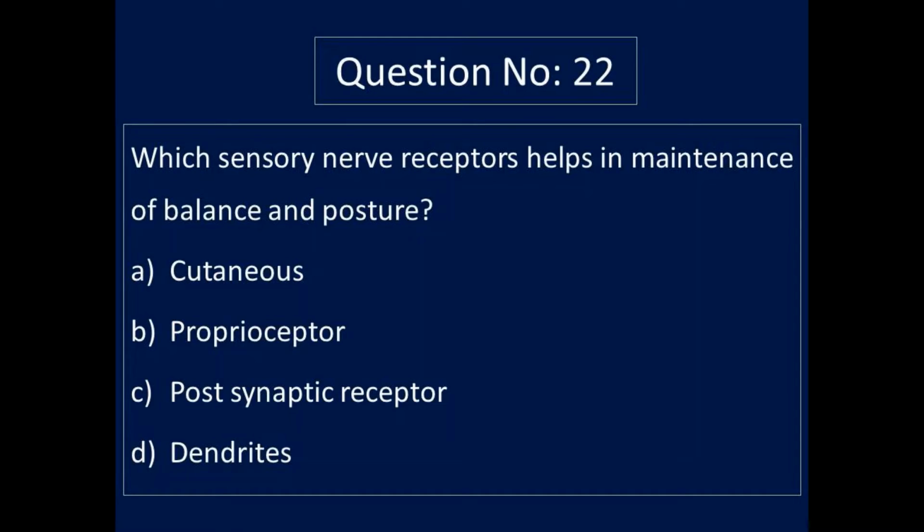Question number 22. Which sensory nerve receptor helps in maintenance of balance and posture? Option A cutaneous, option B proprioceptor, option C postsynaptic receptor, and option D dendrites. The right answer is proprioceptor.